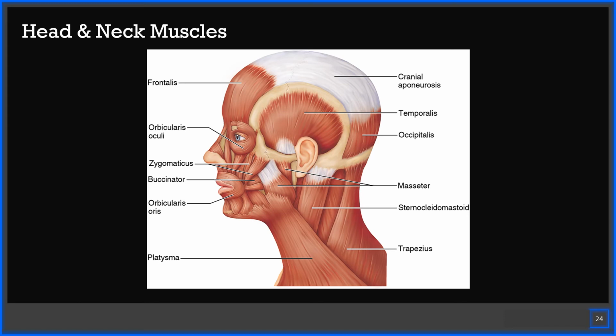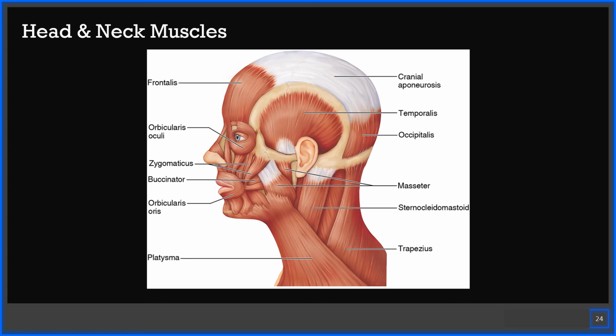Zygomaticus extends from the corner of the mouth to the cheekbone. It is often referred to as the smiling muscle because it raises the corner of the mouth. The masseter runs from the zygomatic process of the temporal bone to the mandible. It covers the lower angle of the jaw, and the muscle elevates the mandible to close the jaw. So pretty important. And then the temporalis.